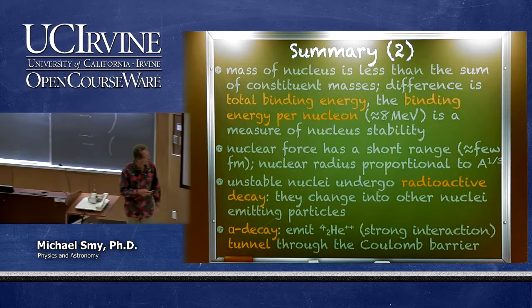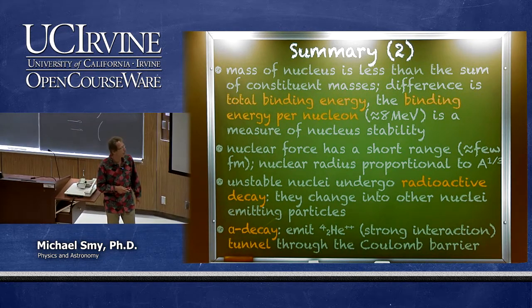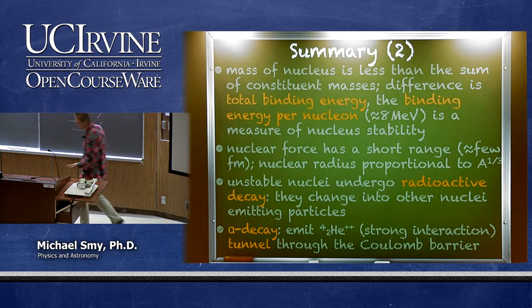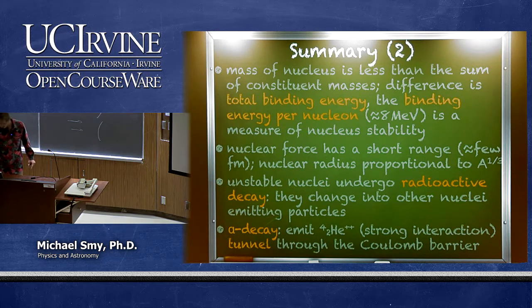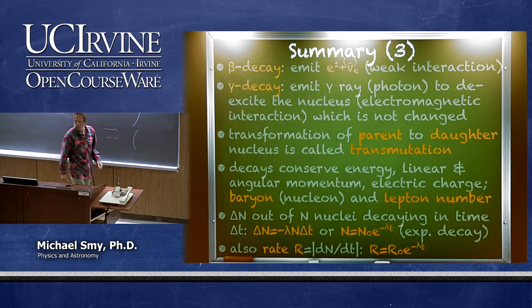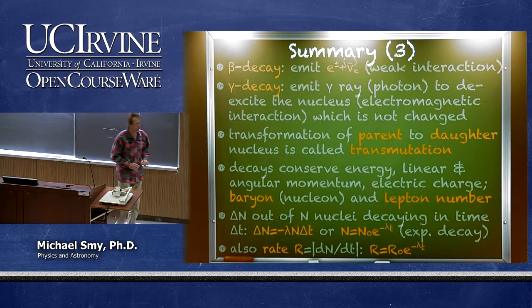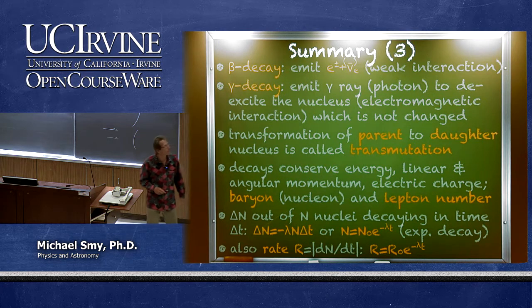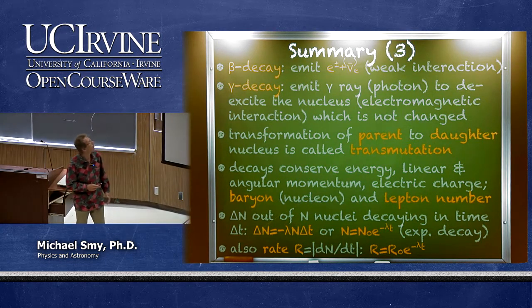The alpha decay emits a helium-4 nucleus, so 4 nucleons together, and it is governed by the strong interaction. Those alpha particles tunnel through the Coulomb barrier in violation of classical physics. This is a quantum mechanical effect. Beta decay emits positrons or electrons and a neutrino. It is governed by the weak interaction.